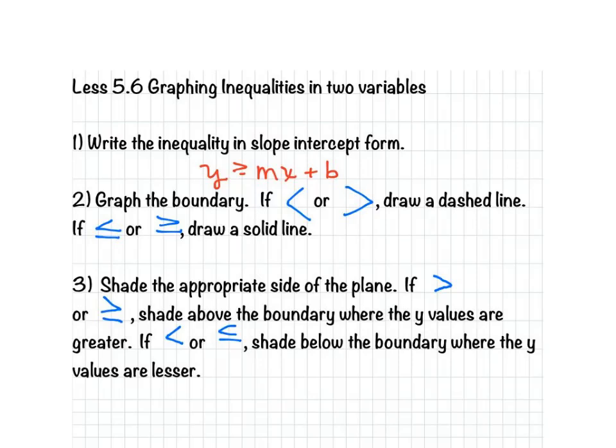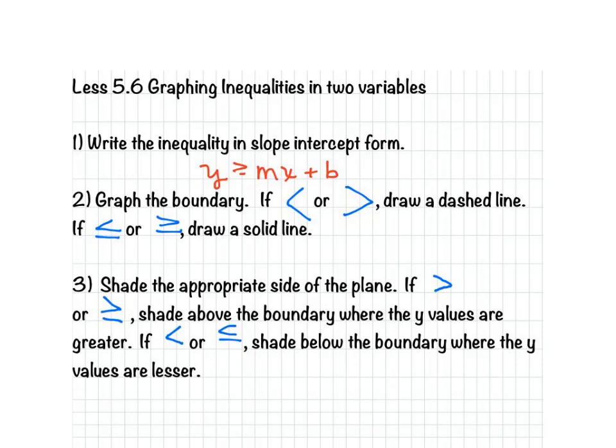This is lesson 5.6, graphing inequalities in two variables. Here's the process that you will use when graphing inequalities in two variables. Number one, write the inequality in slope-intercept form. y is either greater than, less than, greater than or equal to, or less than or equal to mx plus b.